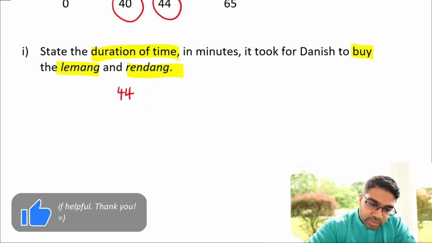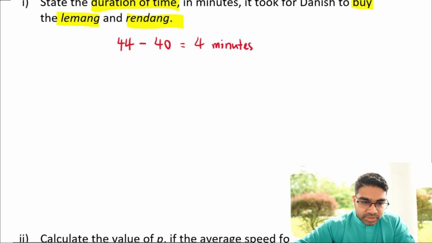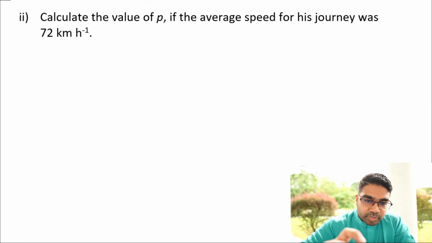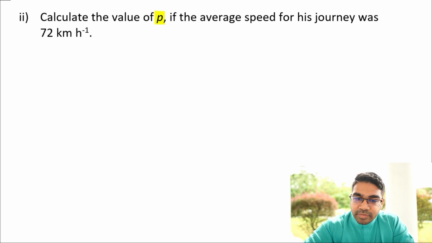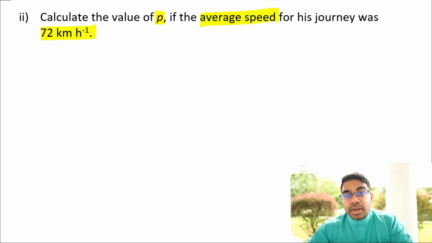The duration of time will be 44 minus 40. And this is 4 minutes. This is the time he took to buy the lemang and the rendang. Let's go to the next question. Calculate the value of P if the average speed for his journey was 72 kilometers per hour.